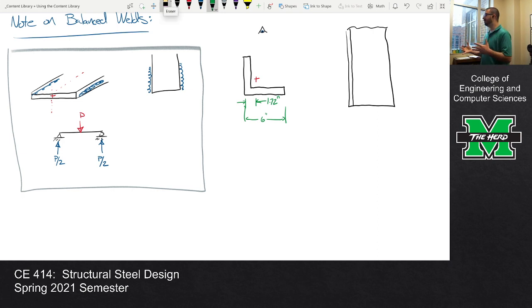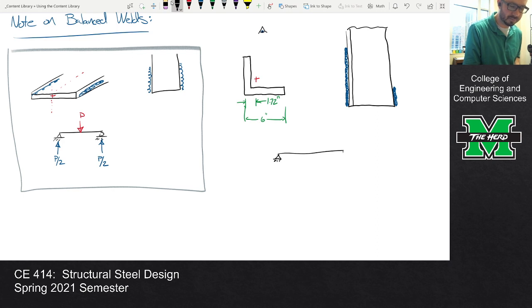So what we might do from a welding standpoint is place a bunch of weld on this side, but on this side only place a little bit. The analogy, again, is imagine if I had a beam and I put a load right here, and put some dimensions on this. This is 6 inches and this is 1.72.